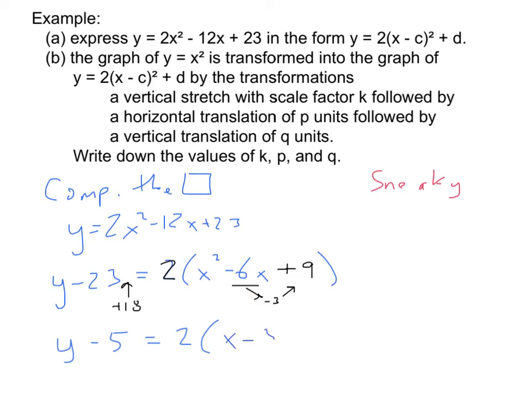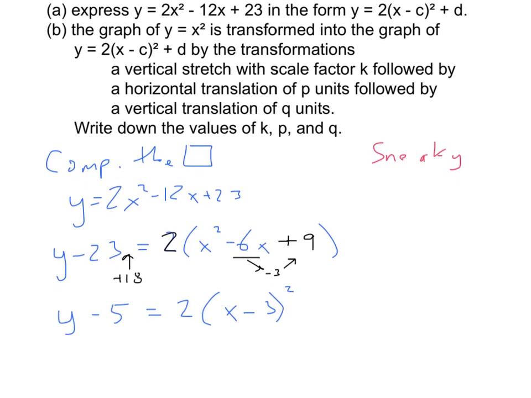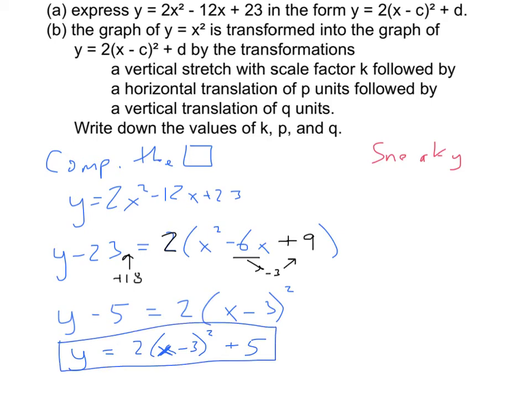I can write it as x minus 3 squared. From there, my next step is just to move the 5 back over, and I get y equals 2 times x minus 3 squared. Kind of an ugly x, but we'll deal with it, plus 5. And there we go, yay, we did part A.